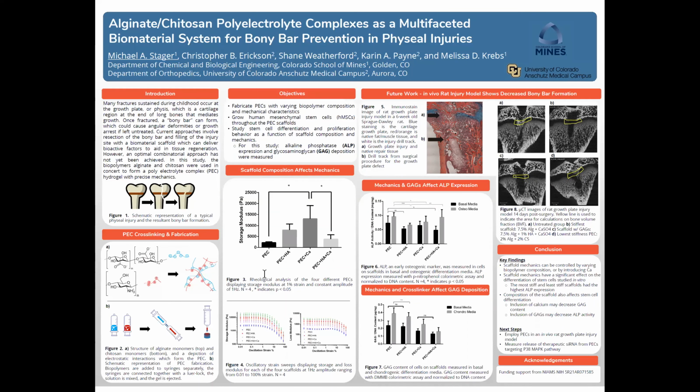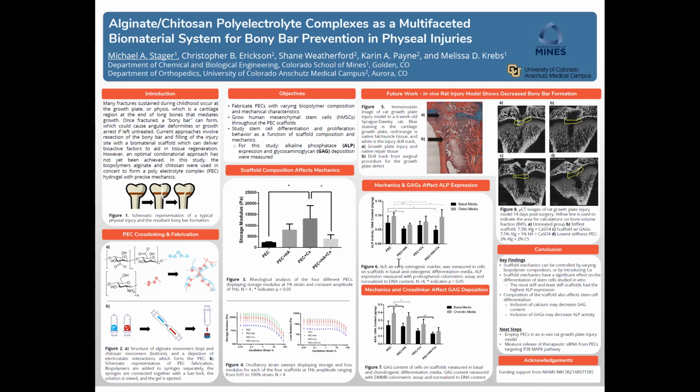So looking at figure 3, we can see that we have precise control over the mechanics of the hydrogel scaffolds simply by varying the biopolymer composition within them, ranging from about 15 kPa storage modulus at the stiffest scaffold down to about 2.5 kPa storage modulus for the least stiff scaffold. Figure 4 shows the entire oscillatory strain sweep at a constant 1 Hz amplitude.